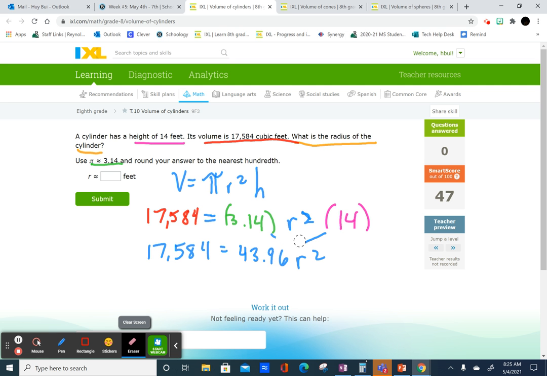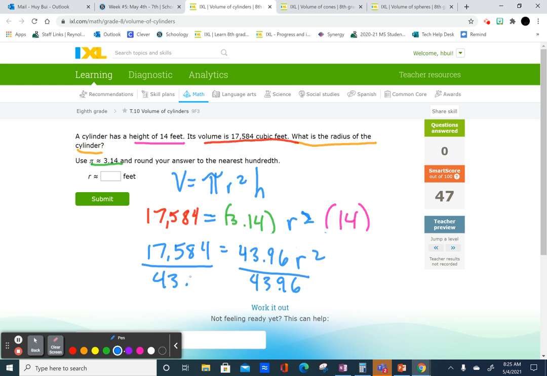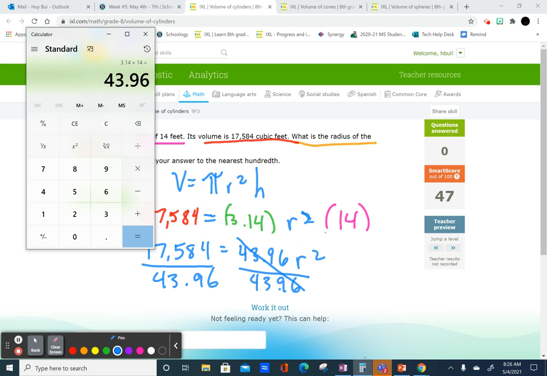So I'm going to erase these two lines so it's not confusing with what we just did. We multiplied pi times the height because we do know those two numbers. To me, this has always been an equation; that's kind of what a formula is. So let's divide both sides by 43.96, because we're going to isolate the radius. So what does that give us?